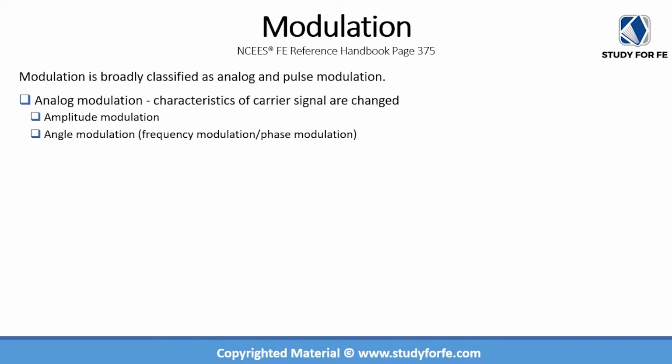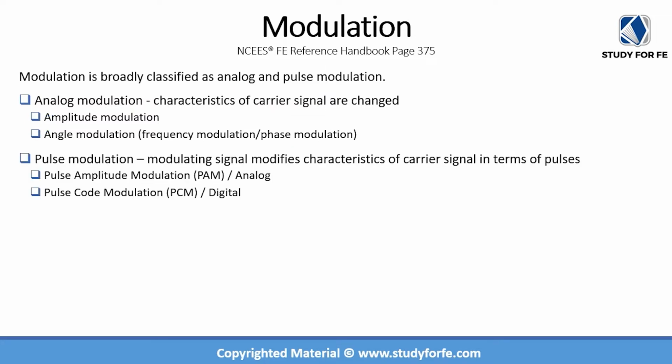Modulation is broadly classified as analog modulation or pulse modulation. Within analog modulation, we have two broad categories: amplitude modulation, which we will start discussing in this lecture and carry on in the next couple of lectures, and then angle modulation, which we will discuss later on in this lecture series. So in analog modulation at a very high level, we basically modify the characteristics of the carrier signal. That can be done by modifying its amplitude, its frequency, or its phase.